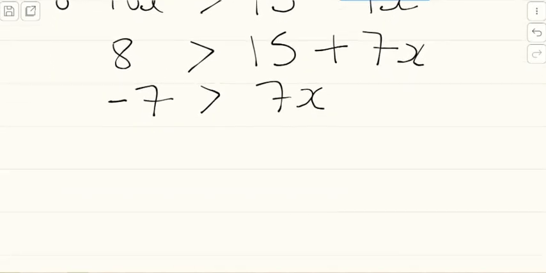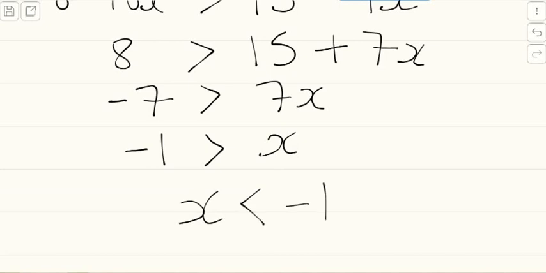Now I can divide both sides by 7. Again, dividing by a positive number is okay. So I get that minus 1 is greater than x. Or you could also say that x is less than minus 1. Again, remember, the arrow was pointing to the x before, so the arrow is also pointing to the x in the last line. And that's it.